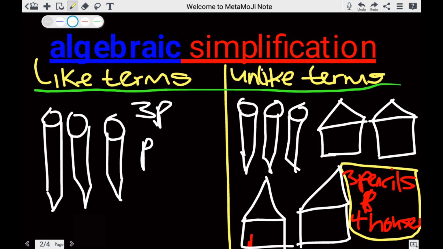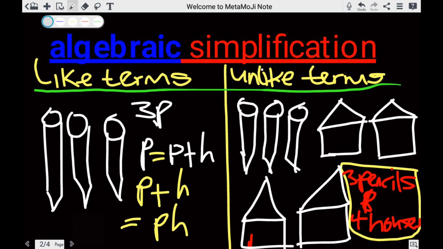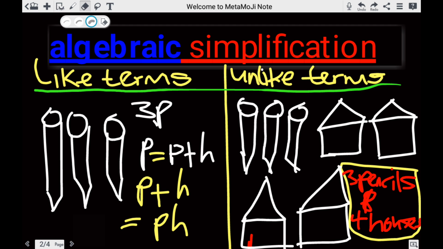Now, it's important to understand that pencils is denoted in maths as P, and houses in maths is denoted as H. So we cannot say that P plus H is PH. Because this is pencil and this is house, P plus H stays as P plus H. So that is P and H, that is pencils and houses.